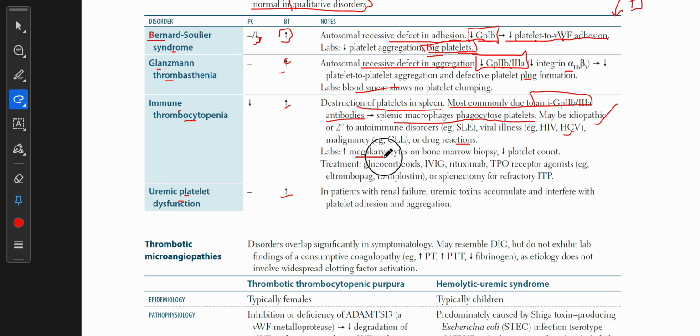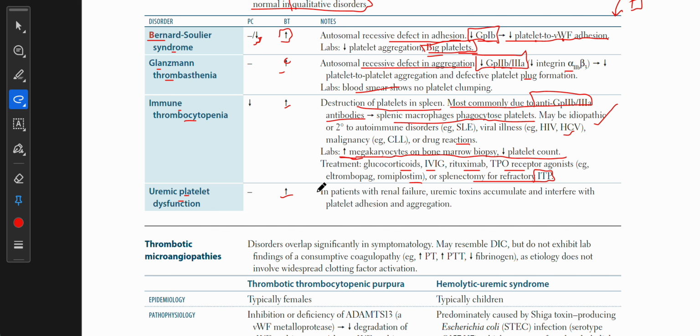And in labs, what we see is increased megakaryocytes on bone marrow biopsy, and decreased platelet count. What are megakaryocytes? Megakaryocytes are the precursors of platelets, you can say like that. And the treatment is glucocorticoids, IVIG, rituximab, TPO receptor agonists, for example eltrombopag and romiplostim. And splenectomy can be done for refractory ITP, that is immune thrombocytopenia.